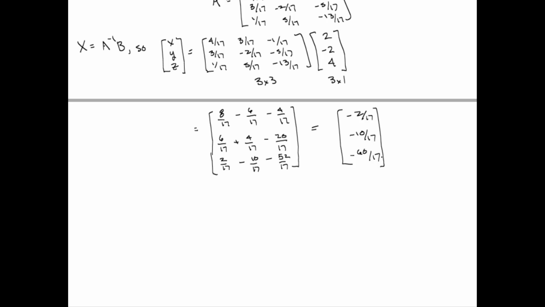And so that gives me -60/17. And so remember, we didn't start out with matrices. We started out with a system of equations in which we had x, y, and z. So we're going to write our answer as an ordered triple. So we get -2/17, -10/17, -60/17 for our answer.